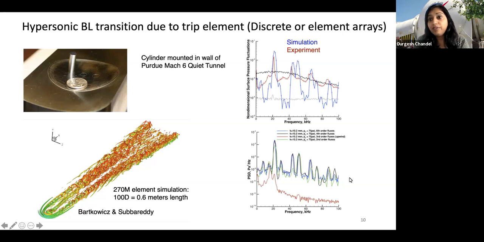So if you don't have this low dissipation numerics enabled in the solver, you won't be able to capture this. So again, this just emphasizes the strength of low dissipation numerics.